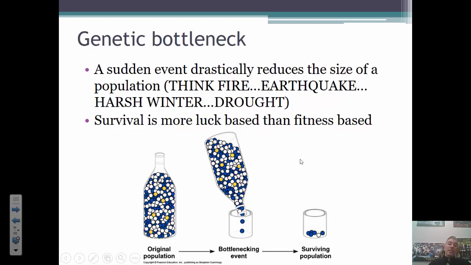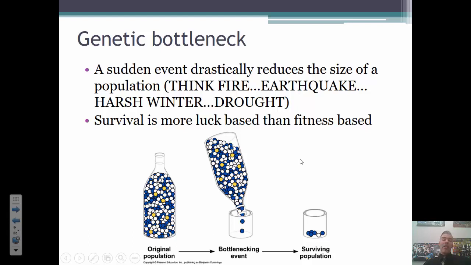Another example of this is a bottleneck. It's very similar to the founder effect. The only difference is, in this case, instead of a small group going and founding a new population, some sort of natural disaster comes in and destroys almost everyone except for just a few individuals. You can see in this specific bottle, right, we have different colors or different traits. We have white, we have blue, and we have yellow. Now, yellow is in that population, but it's a fairly rare allele, but it exists.